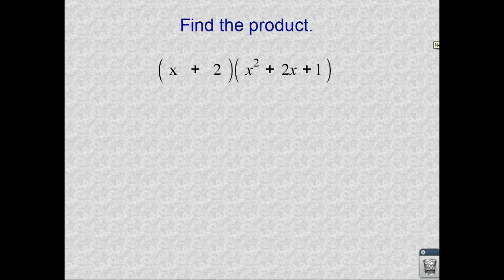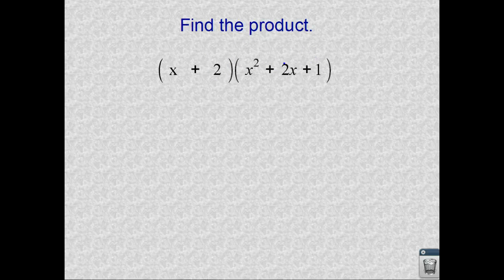Now we have a binomial multiplied by a trinomial. So there's a little bit more work involved here, and we're actually going to use the distributive property two separate times. We're going to take this first term x and distribute it inside the trinomial, and then we're going to take this constant 2 and also distribute it inside of the trinomial. So there's going to be a little bit more work on this.